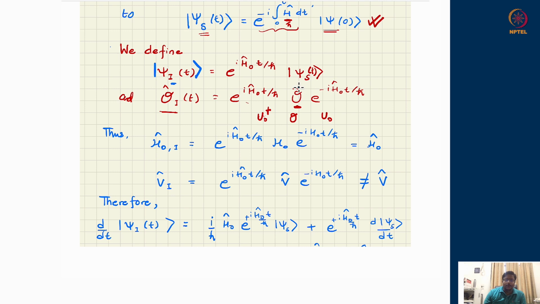If any operator can sit here between U naught and U naught dagger, from right and left, I can put the free Hamiltonian in there also. So suppose I take O as H naught itself. Then H naught will sit across these two unitary operators, e to the power i H naught t by h bar from the left and e to the power minus i H naught t upon h bar from the right. However, it so happens that this operator and this operator commute.